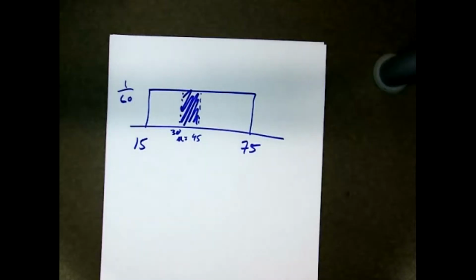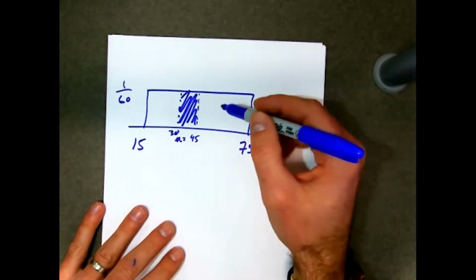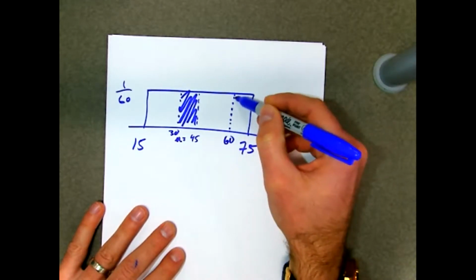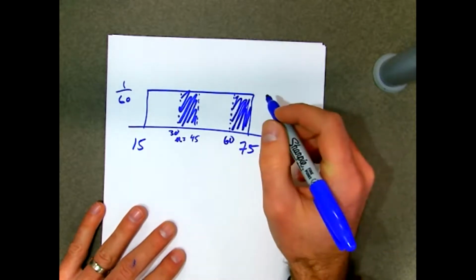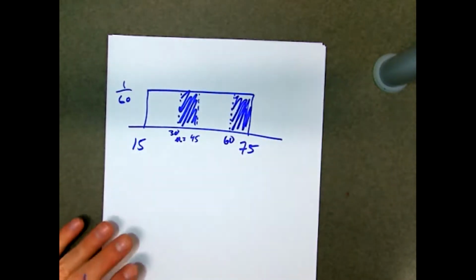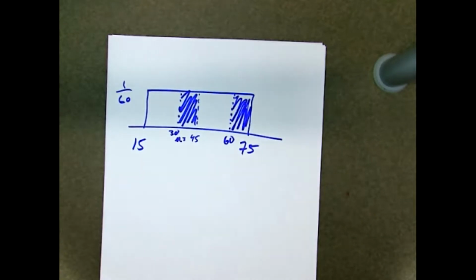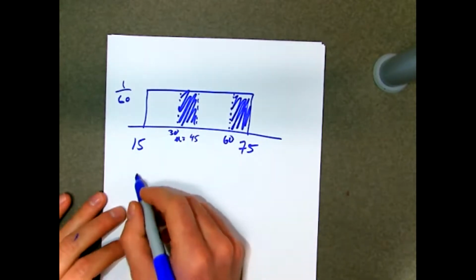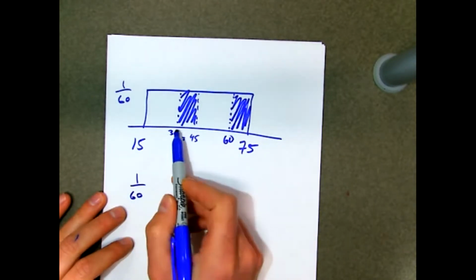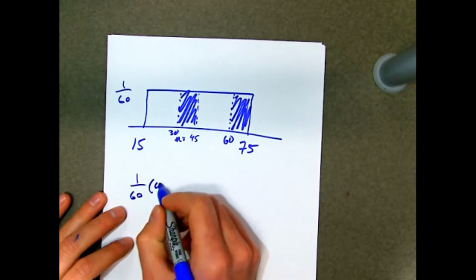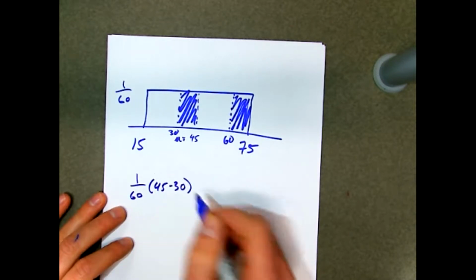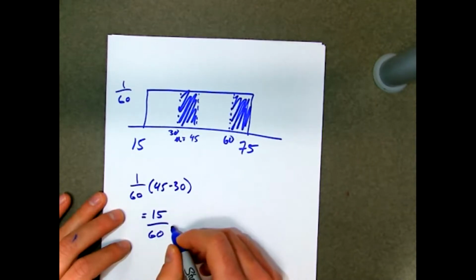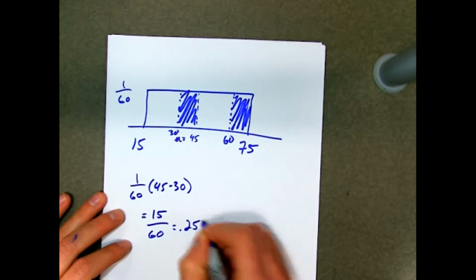But let's instead say I wanted to know the probability it's between 30 and 45, or between 60 and 75. So is it in this range or is it in this range? Well, what I could do is say, I'm just finding the area of a rectangle. So the height is 1 over 60. The width, 45 minus 30, or 15. So this is going to be what? 15 over 60, which should be what, 0.25?